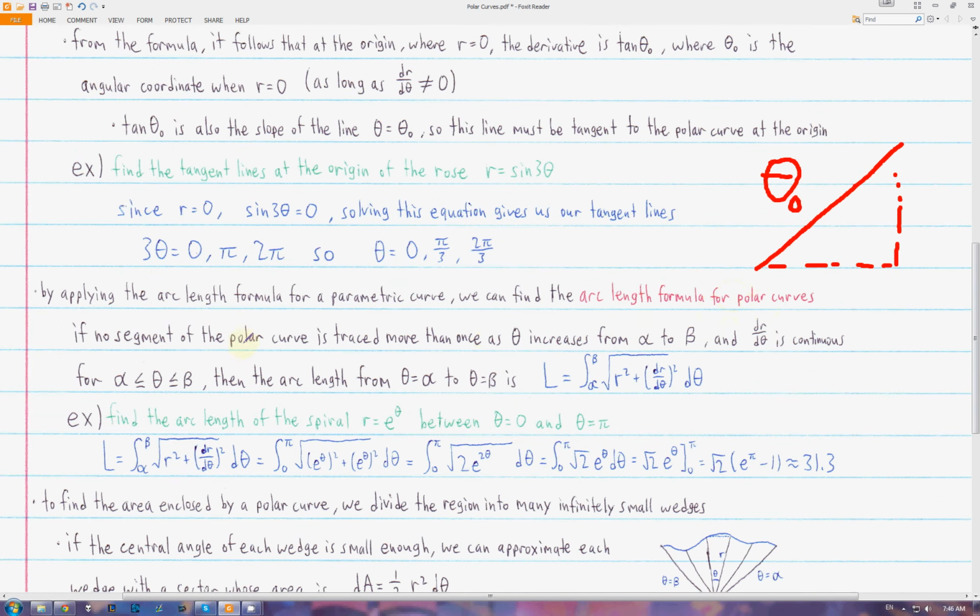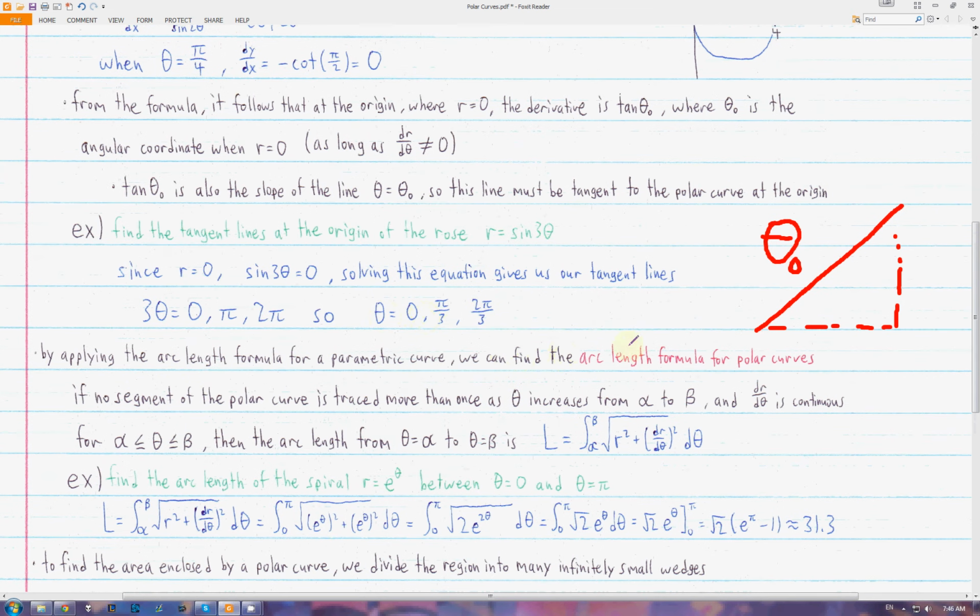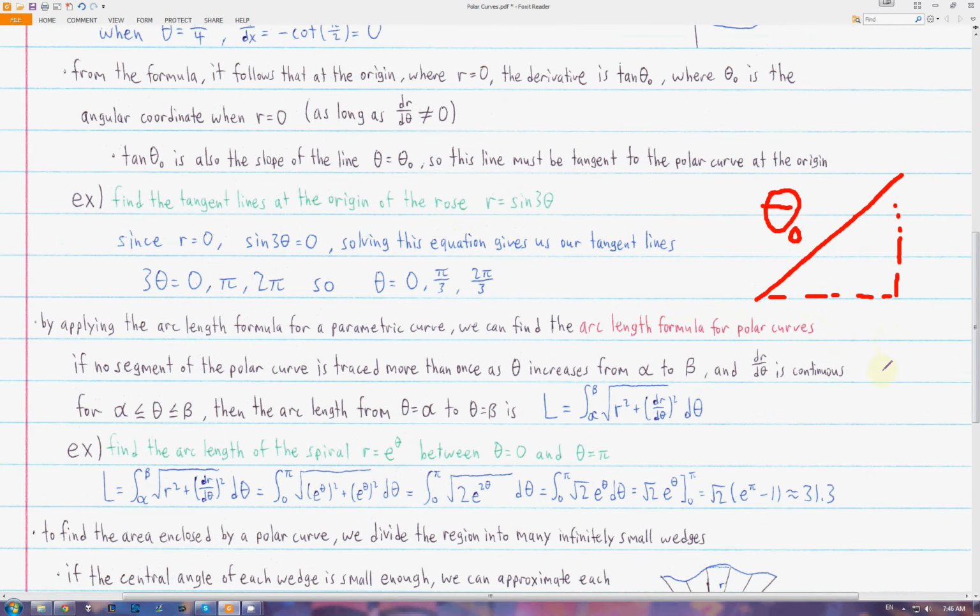So next we want to find an arc length formula for polar curves. And we just apply the same formula that we used for parametric curves, using the expressions for dx/d theta and dy/d theta that we found earlier. And so if you do that and simplify it, you'll get this expression. So our bounds of integration are alpha and beta, which are angles. And then so we have the integral of the square root of r squared plus dr/d theta squared.